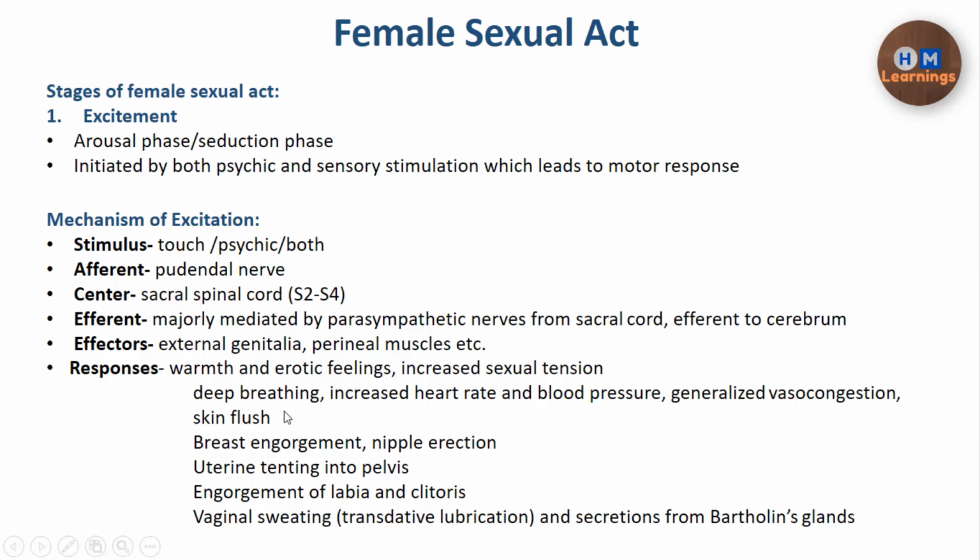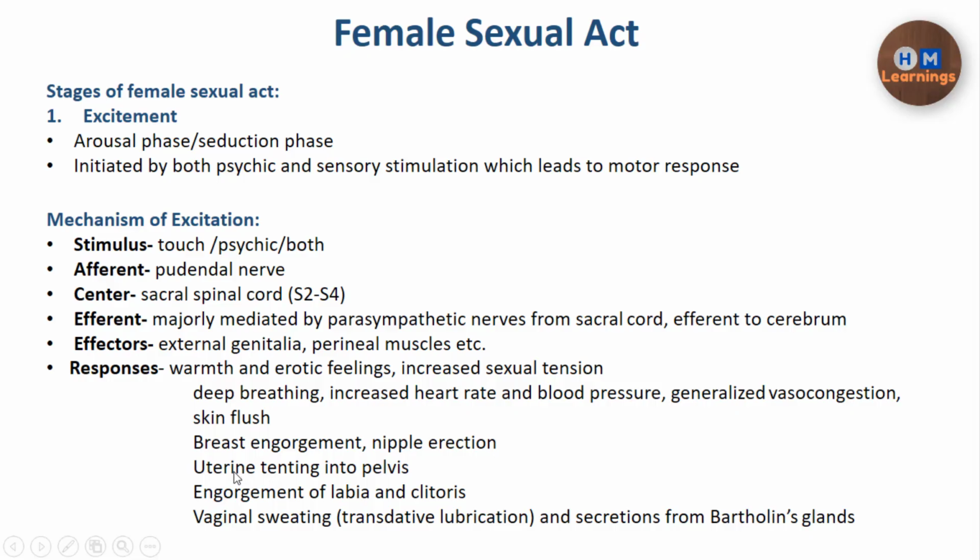Then deep breathing. Autonomic responses are also there, like an increase in the intensity of breathing, an increase in heart rate, an increase in blood pressure, then vasoconstriction throughout the body, and also skin flush. Now breast engorgement, that is, there is an increase in the blood supply to the breast, and there is erection of the nipple, which is a kind of myotonic effect. There is contraction of the muscles which leads to nipple erection, or there is an increase in the blood supply also.